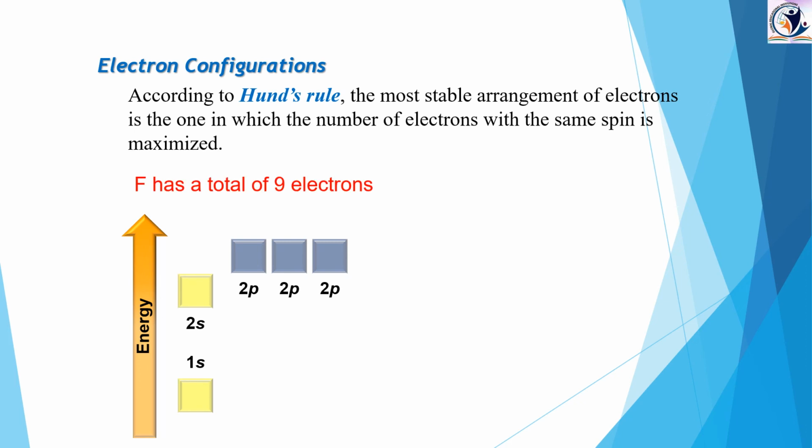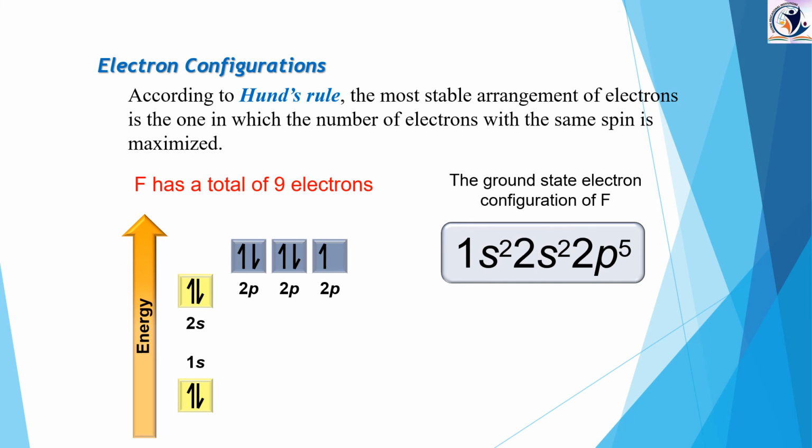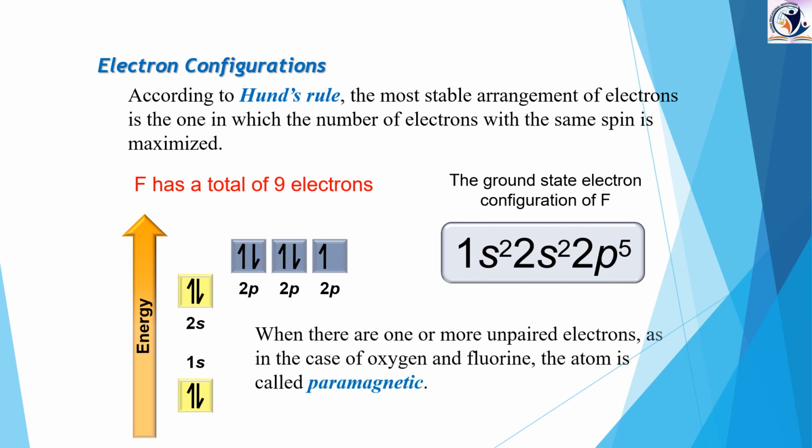F has a total of 9 electrons. Now let us write down, children, how are you going to arrange them? In 1s, how many? Yes, of course, 2. 2s2, 2p, first of all positive spin, then negative spin will be added. So total 1s2, 2s2 and 2p5.